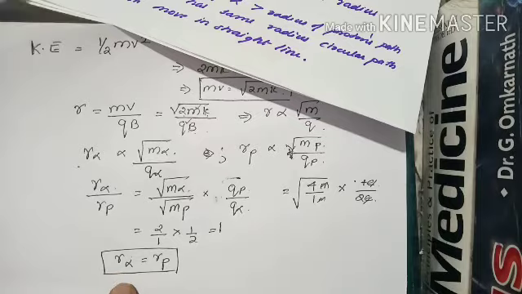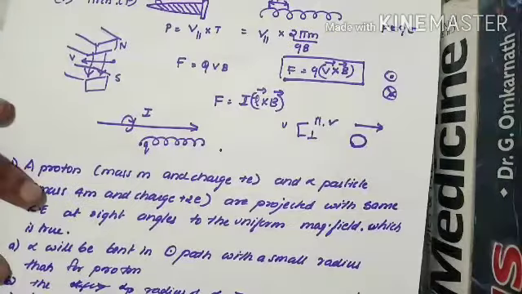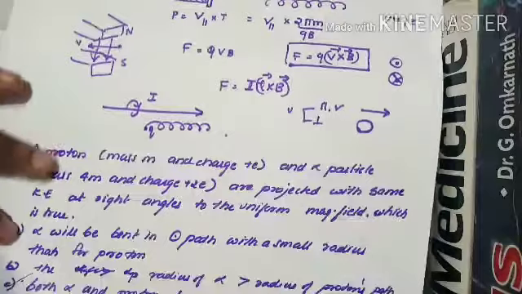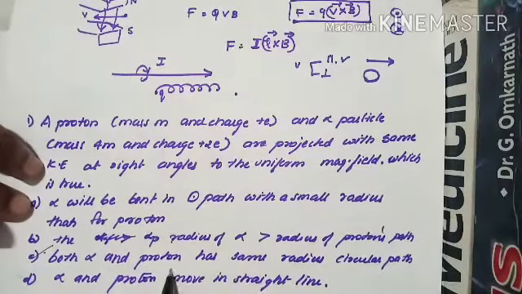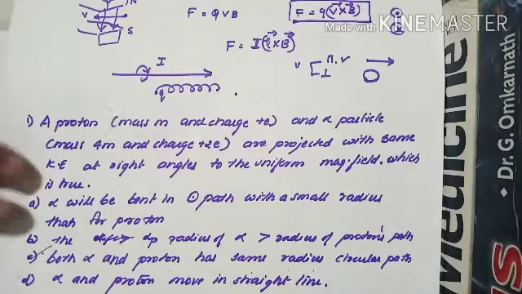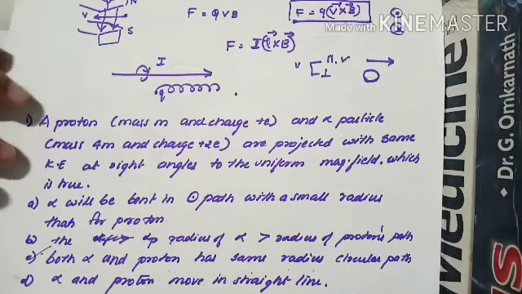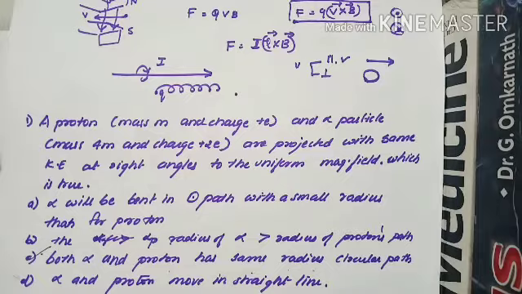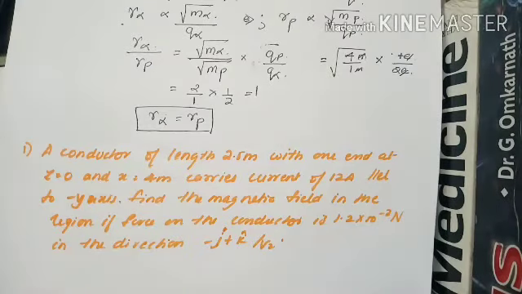So which option I have to mark? I will mark the option C. Clear? Both alpha and proton are having the same radius, circular path. Clear? Now we'll go for another problem, guys. So the numerical problem, it's a vector question.